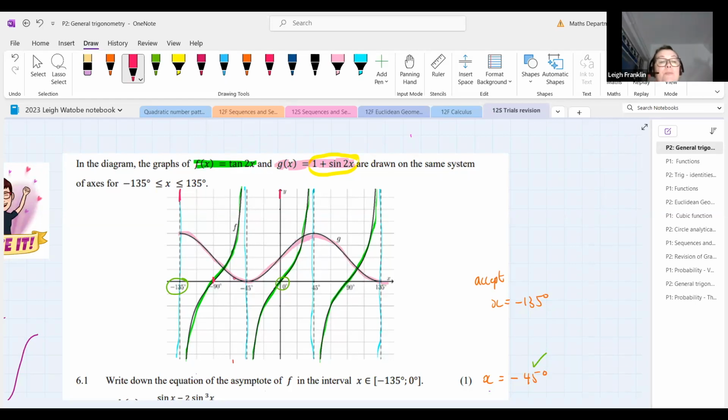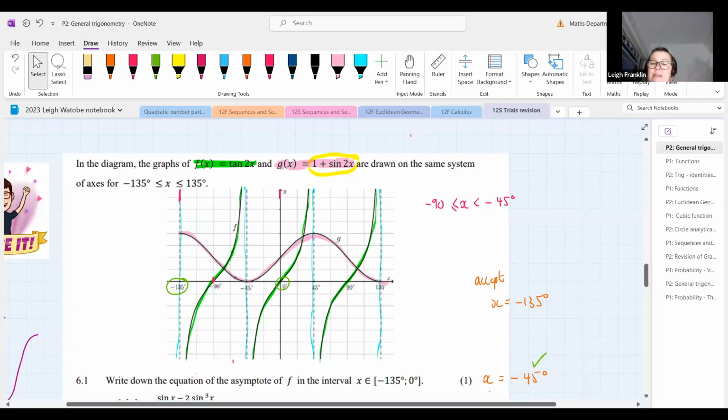So it's going to be between negative 90 and negative 45. We can include negative 90, we cannot include negative 45. So the answer to this question is going to be where x is a number that is greater than or equal to negative 90, but smaller than negative 45. Does that make sense to everybody?